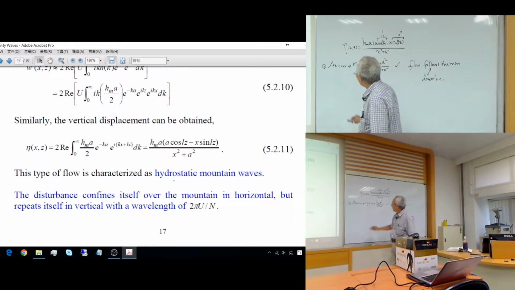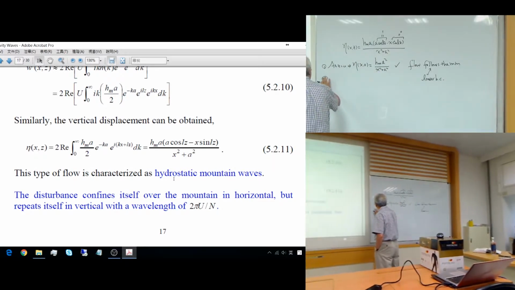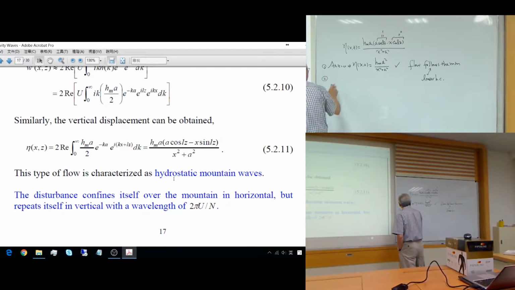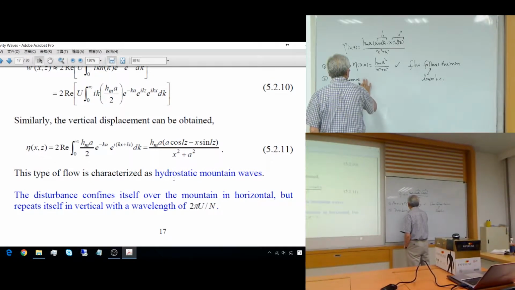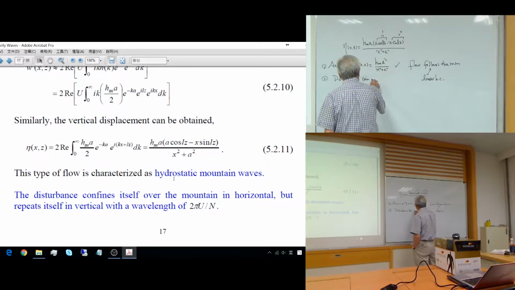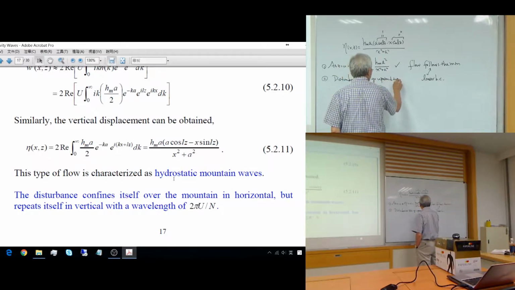The second thing is, can the disturbance go upward to infinity?